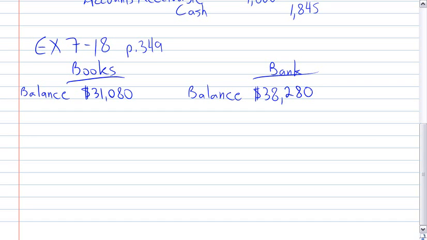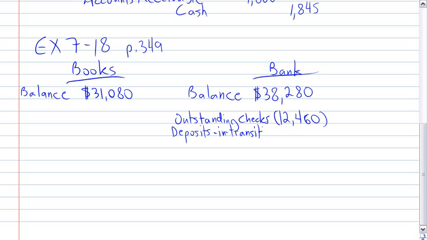Checks outstanding. So we already talked about outstanding checks. Those are going to be a reduction on the bank side because the company has already accounted for those. So negative 12,460. Deposits in transit not recorded by the bank. Again, that goes on the bank side. So that's a positive 5850.